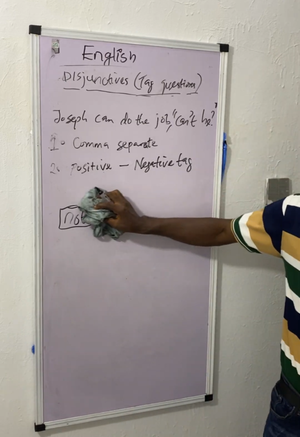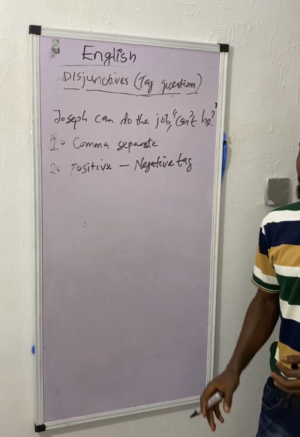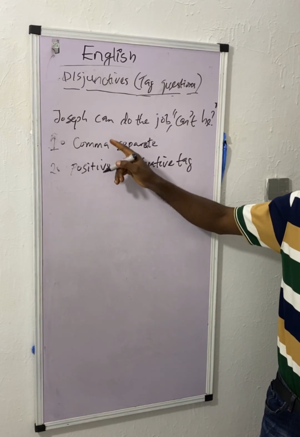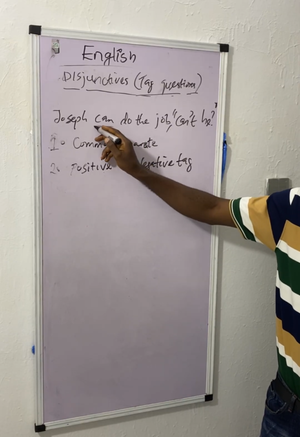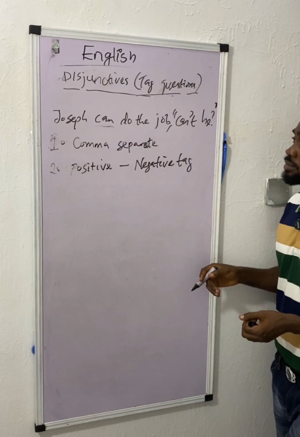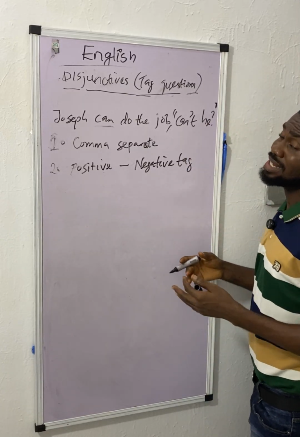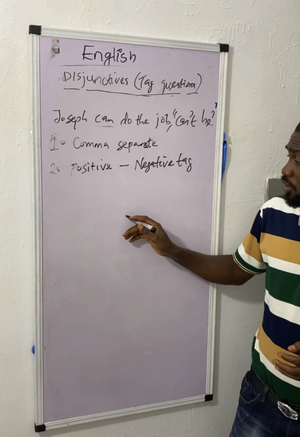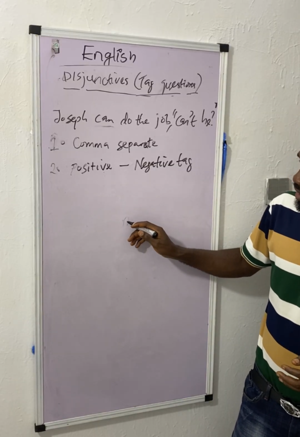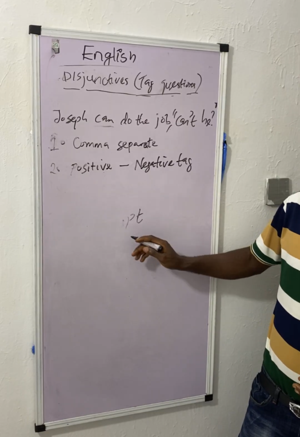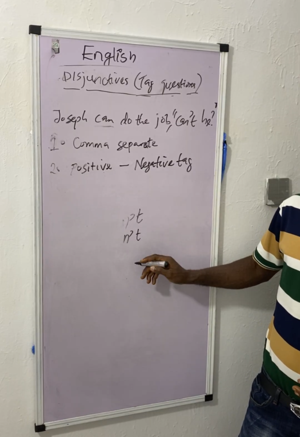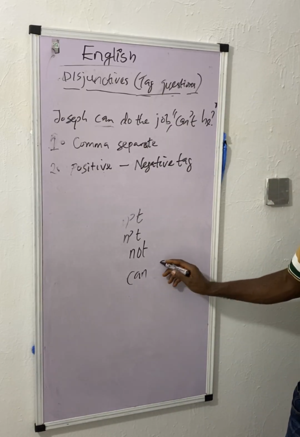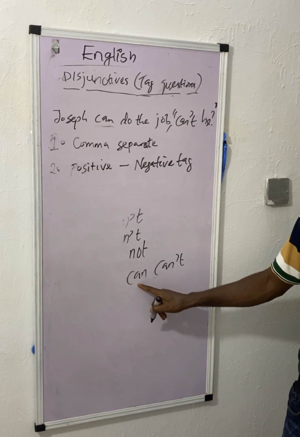So for this statement, Joseph can do the job, is it a positive or negative statement? It's a positive statement, right? So it says positive statement goes with negative tag. So for a positive statement, the auxiliary verb, remember I taught you what an auxiliary verb is. How do you know this auxiliary verb? I said an auxiliary verb is a helping verb in a sentence. All right. So all those verbs that can be converted with the ending of n't, or not. For example, can, you can convert this to what? Can't, right? So can is an auxiliary verb.